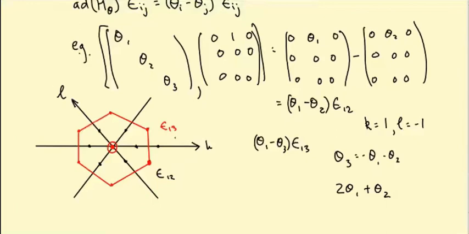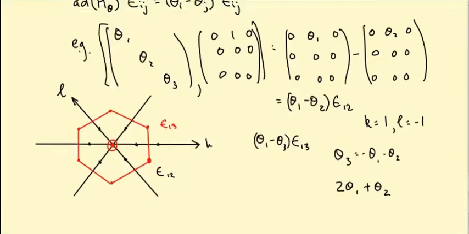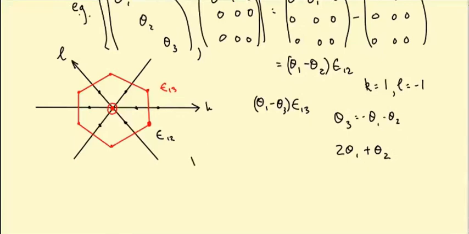So one final comment. The weight space decomposition of the adjoint representation is so important that it has its own name. This is called the root space decomposition. Each of these dots corresponds to a weight space, that's called a root space, and the weights that occur are called the roots. It's called a root diagram.